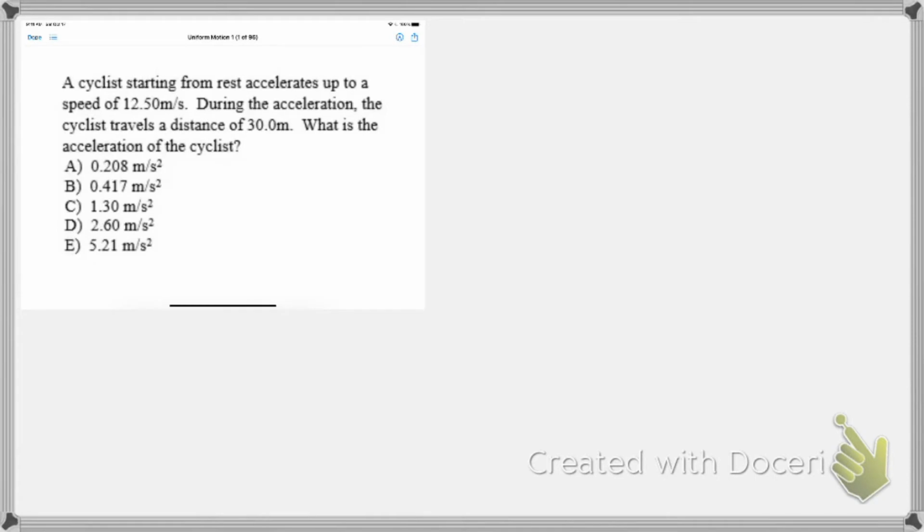So this is question number 6. This is a P6, which is uniformly accelerated motion. And you'll notice the first thing I'm going to do with this is I'm going to draw a picture, so I have a visual image of what's going on. Now, why does that help me?